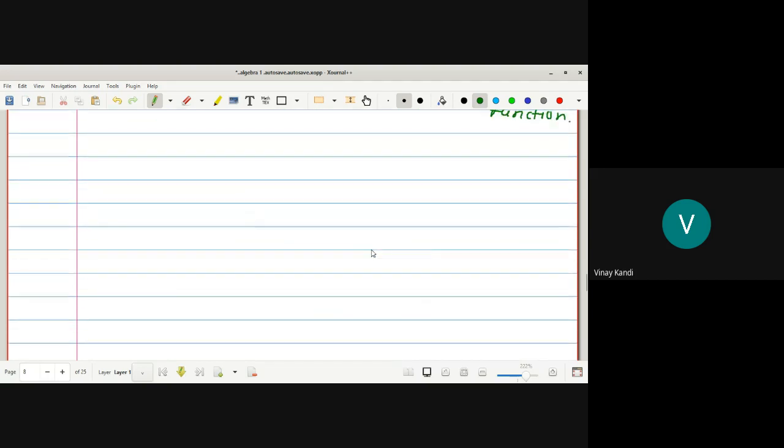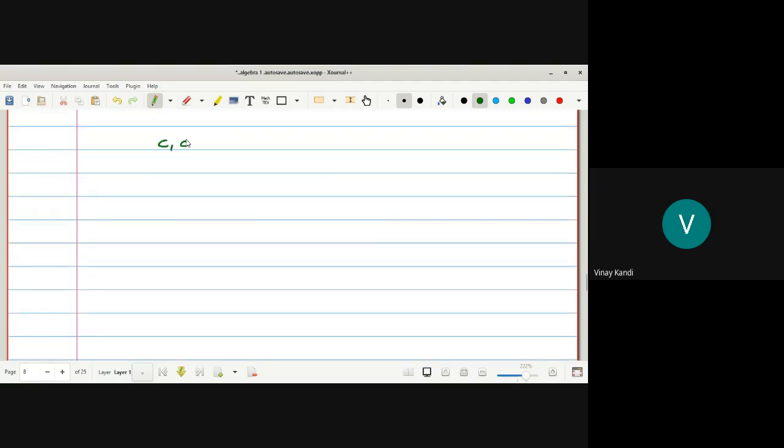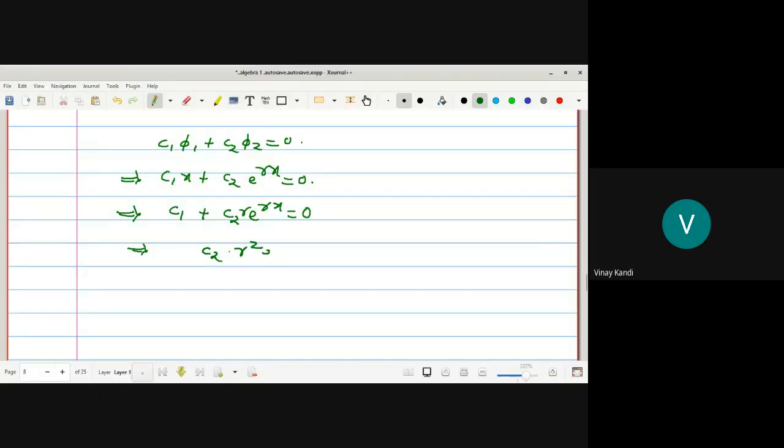Okay, if you are not able to understand, there is one more method for it. We have c1 phi1 plus c2 phi2 is equal to 0, which implies c1 x plus c2 e raised to rx is equal to 0. Now differentiate with respect to x. What we get here is c1 plus c2 r e raised to rx is equal to 0. But e raised to rx is always positive, which implies c2 is equal to 0. Now put this c2 here. What we get? c1 is equal to 0. Okay?